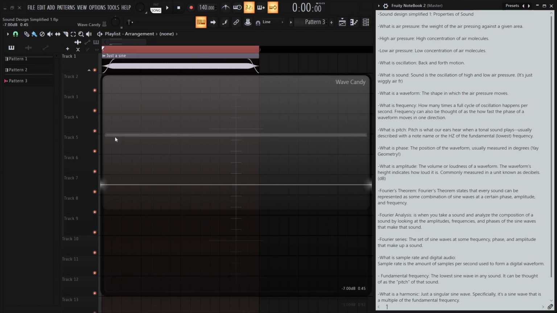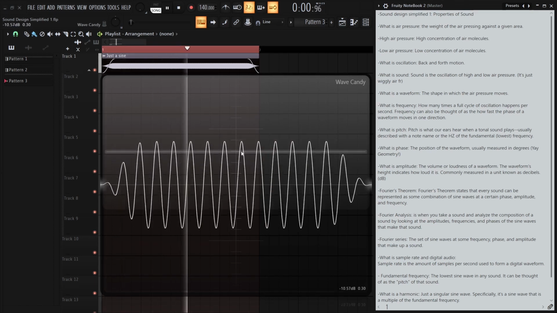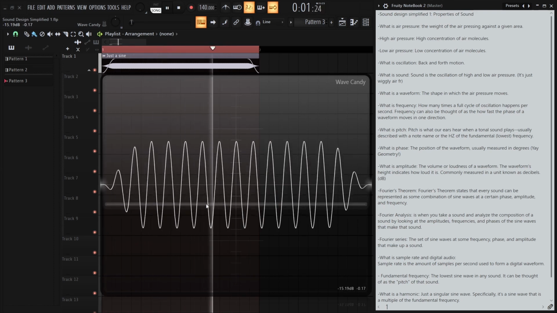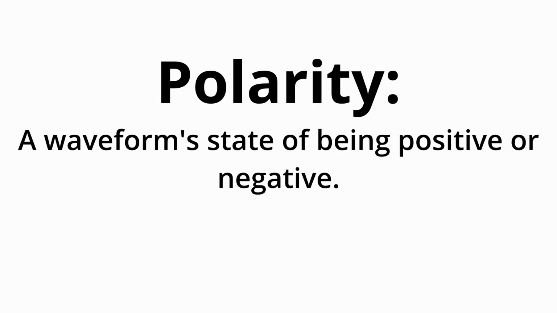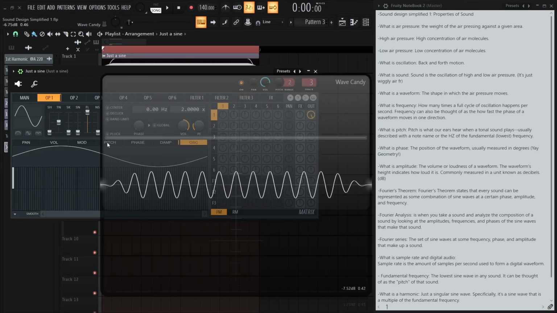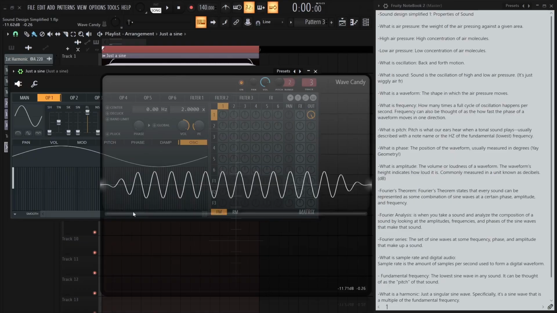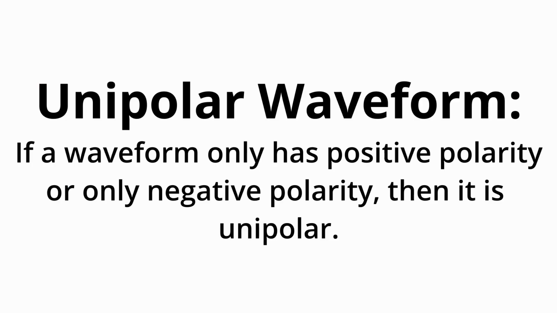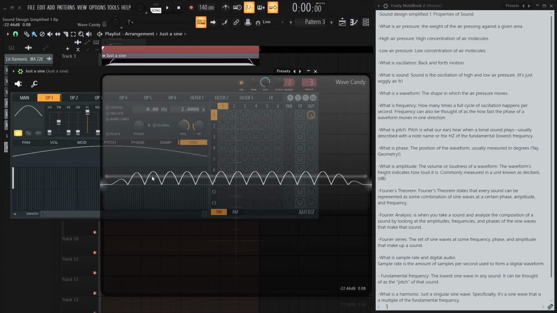A waveform is in the positive when it is above zero crossing, and it's in the negative when it's below zero crossing. The state of being positive or negative is called the waveform's polarity. If a waveform has positive and negative polarity, like the sine wave over here, it's called bipolar. If a waveform only has positive polarity or only negative polarity, then it is unipolar, like this.